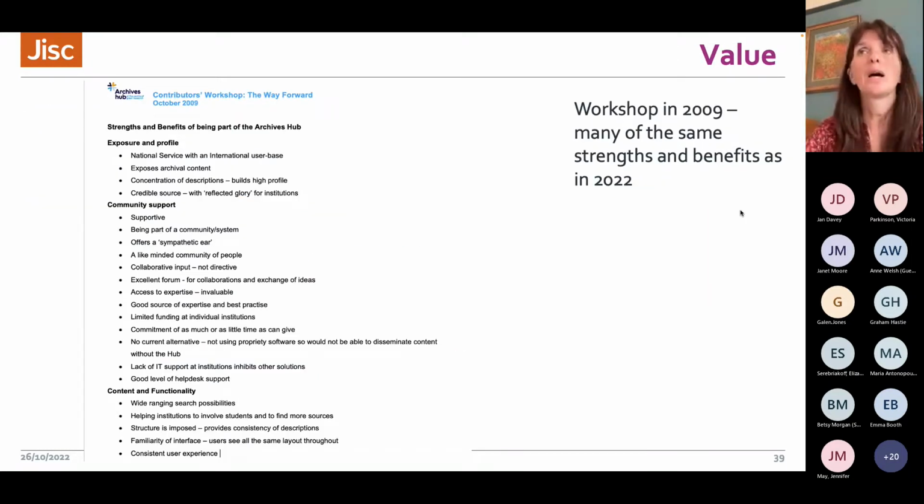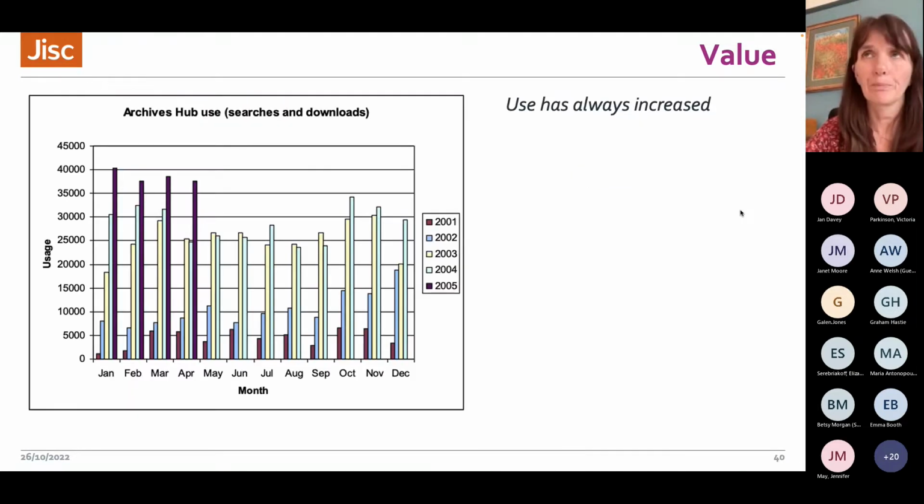Right, so just wrapping up, I had a quick look at some of the workshops. This is a workshop from 2009, so quite a long time ago. It's interesting and maybe quite heartening to see that what people saw as the strengths and benefits of being on the Archives Hub are very similar to what we have today. And this idea of being more supportive and being a community, being collaborative, being a forum, that's been the strength of the Archives Hub, and contributors have felt that to be the case, which is absolutely great. So it very much feels like we are still something that archives need and want.